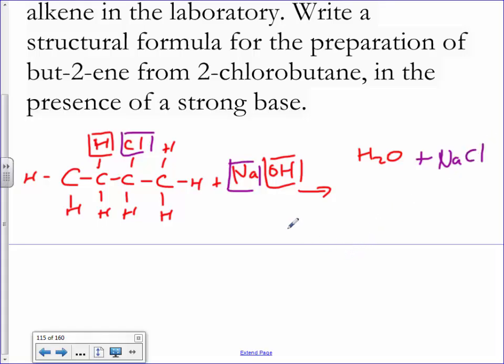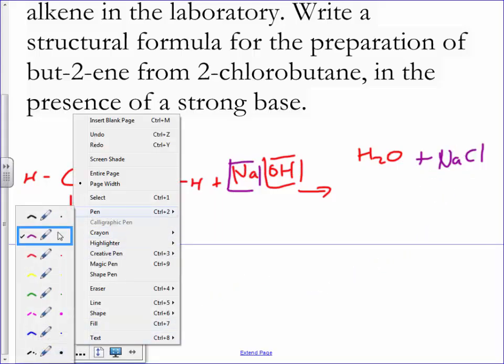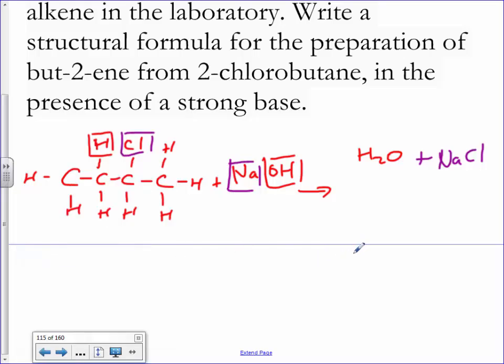We could, if we wanted to, remove the sodiums. Those are spectator ions. What's the remaining byproduct? What's the remaining organic thing? Well, it looks like it would be 1, 2, 3, 4 in a row. We ripped out these two right here, so the double bond would go right there. How do we name this thing? What do we call that? But-2-ene. Does that make sense?